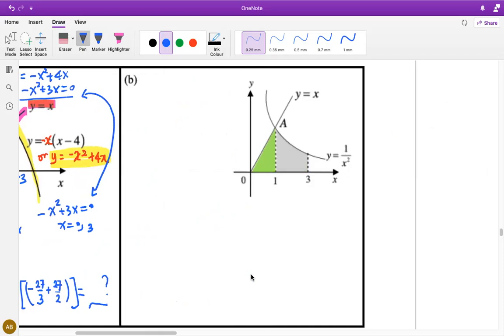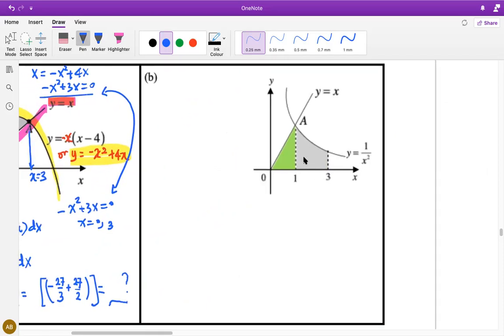Then we go to B. For B, there's left and right, right? One is the equation of the straight line, the other one is the equation of the curve. So it's the area bounded by the straight line and the x-axis. That is A. For B, it is the area under the curve and the x-axis, from 1 to 3.